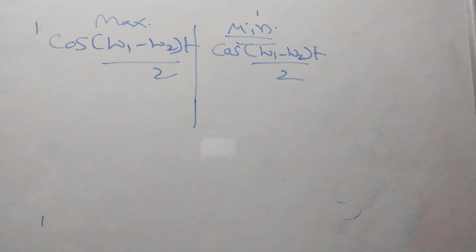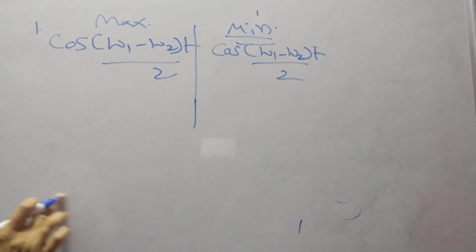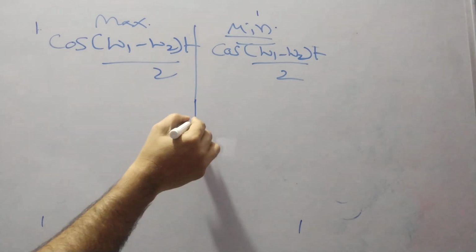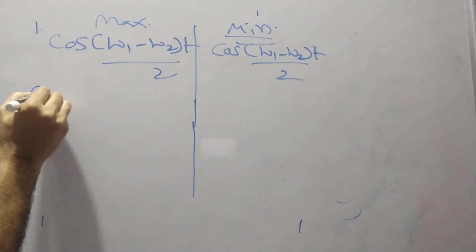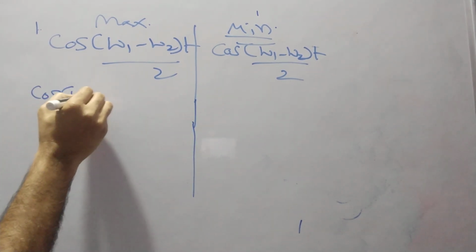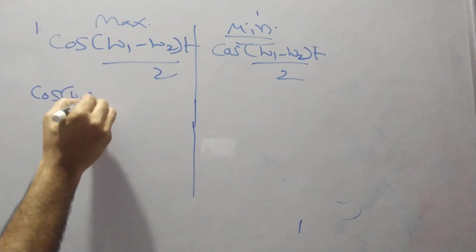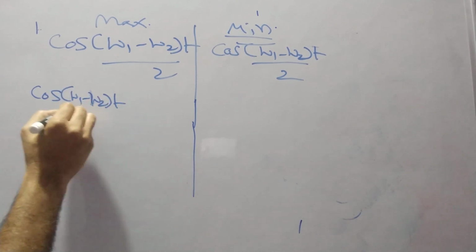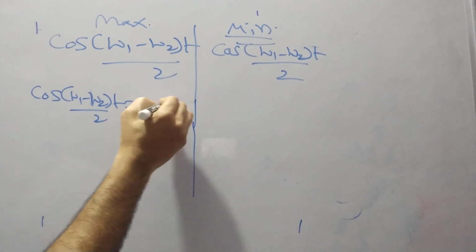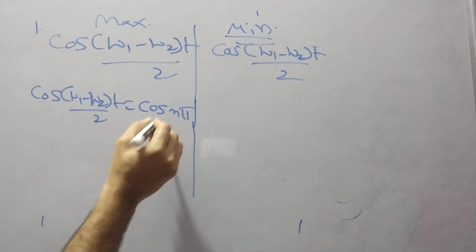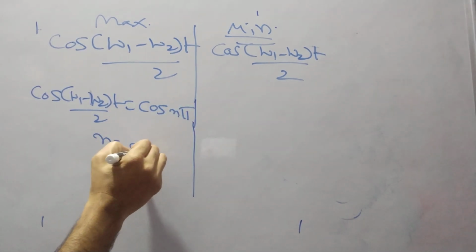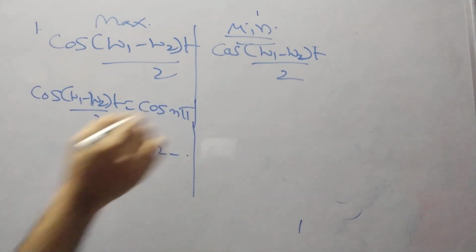So those are the standard conditions that you have to know. If you want that, you can refer to my video, Basics of Mathematics and Physics. You can see those conditions there. So this one is for maximum: (omega 1 minus omega 2) t by 2 equal to cos n pi. So putting the values of n equal to 0, 1, 2, 3, we will get the maximum values here.